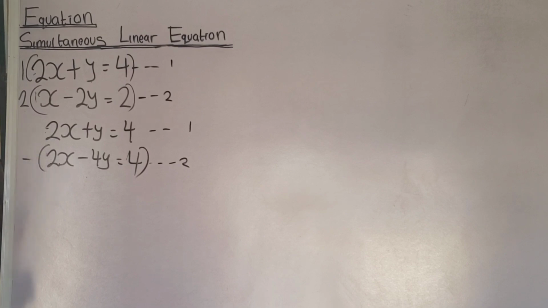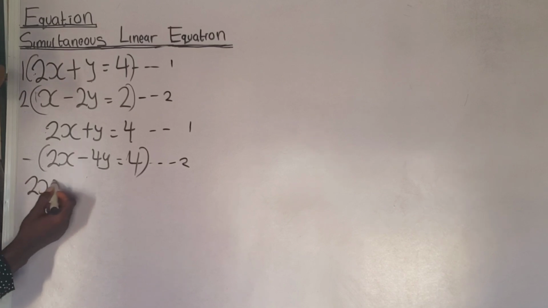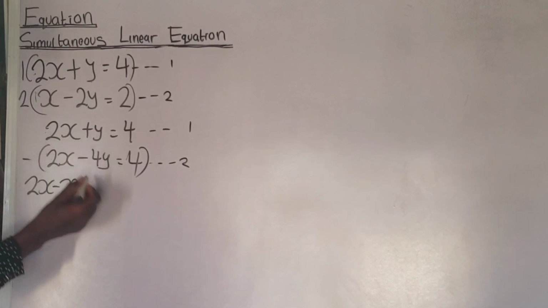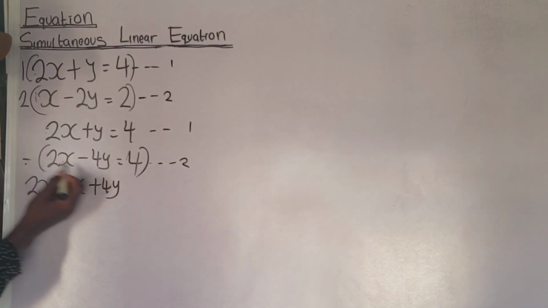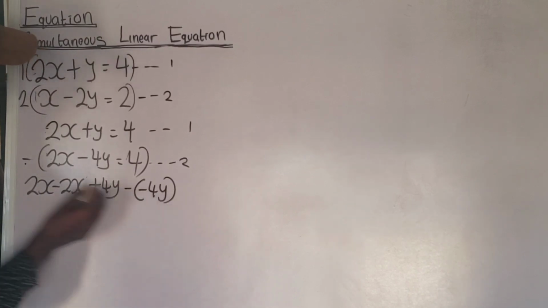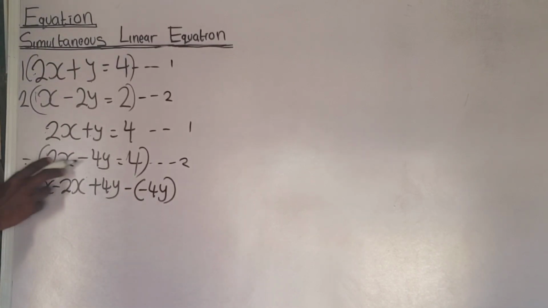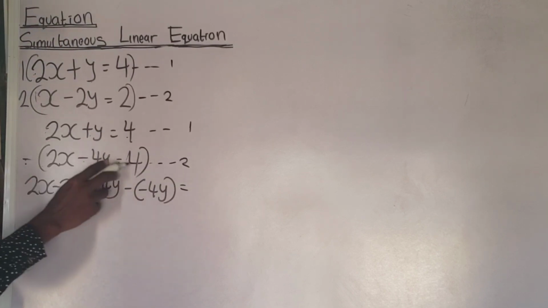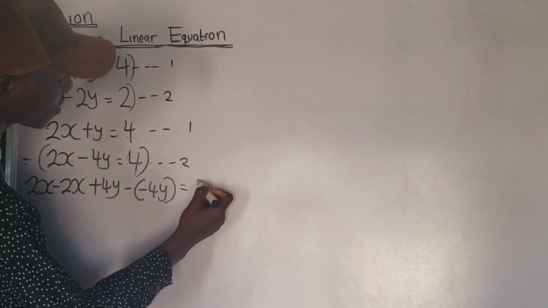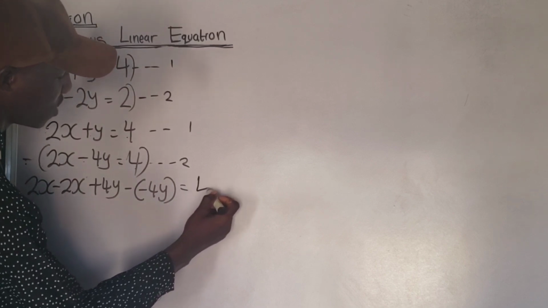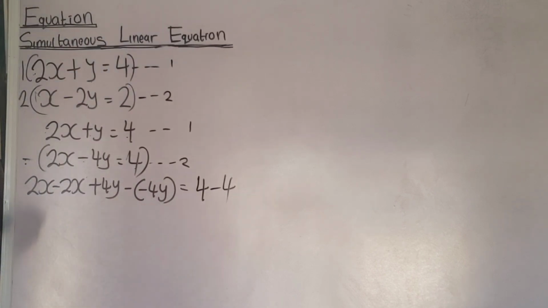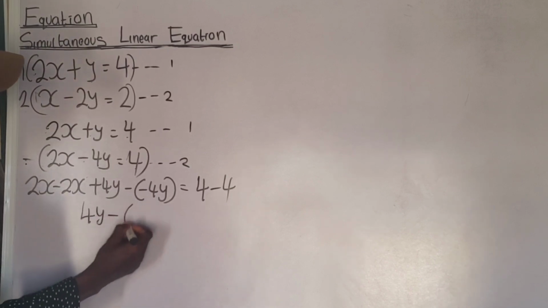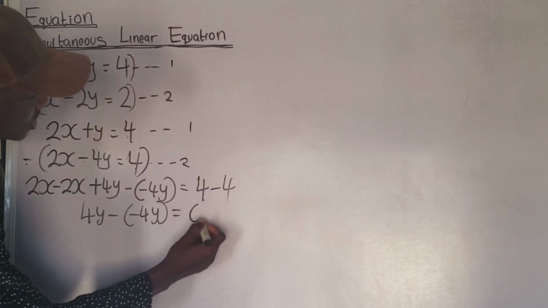2x minus 2x. What's the answer? That is 0. In that case, I've already eliminated x. Then 4y minus 4y. You understand? Equals 4 minus 4, and 4 minus 4 is 0. So let me just write it. 2x minus 2x is 0, so I'm left with 4y minus 4y equals 0.